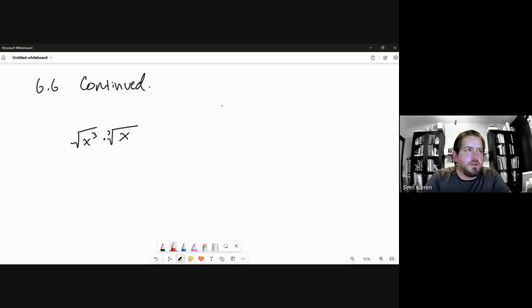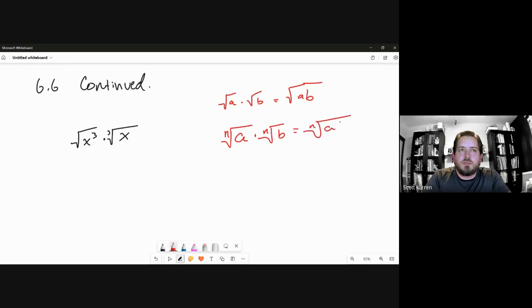We saw before, if I have the square root of a and I multiply that by the square root of b, that's the square root of a times b. If I have the nth root of a, as long as I'm multiplying that by the nth root of b, then I can combine this under a single nth root of ab. But if my indices are different, this one that's not written is a 2, and the other is a 3. So I have a square root and a cube root. I can't multiply these like I can these other roots that have the same index.